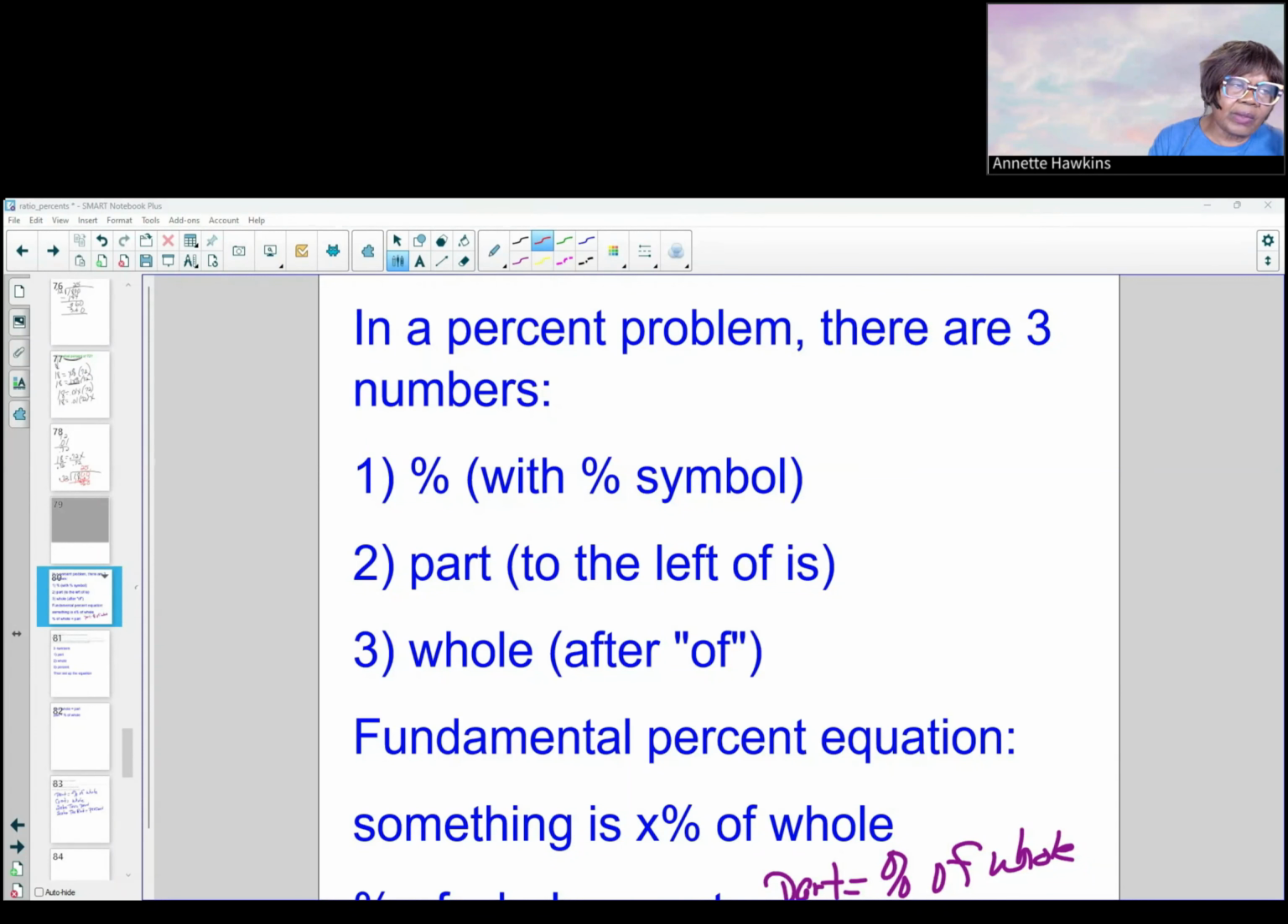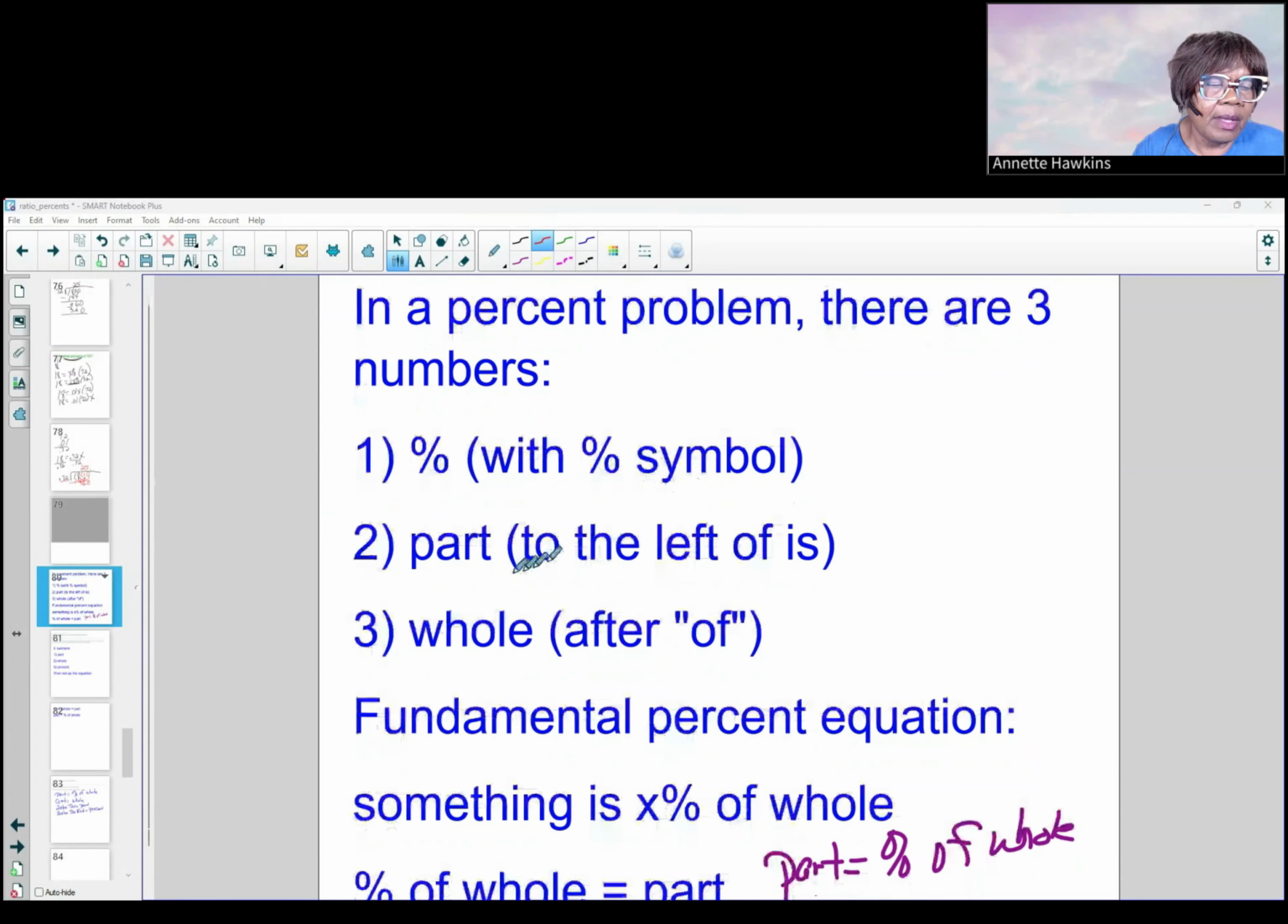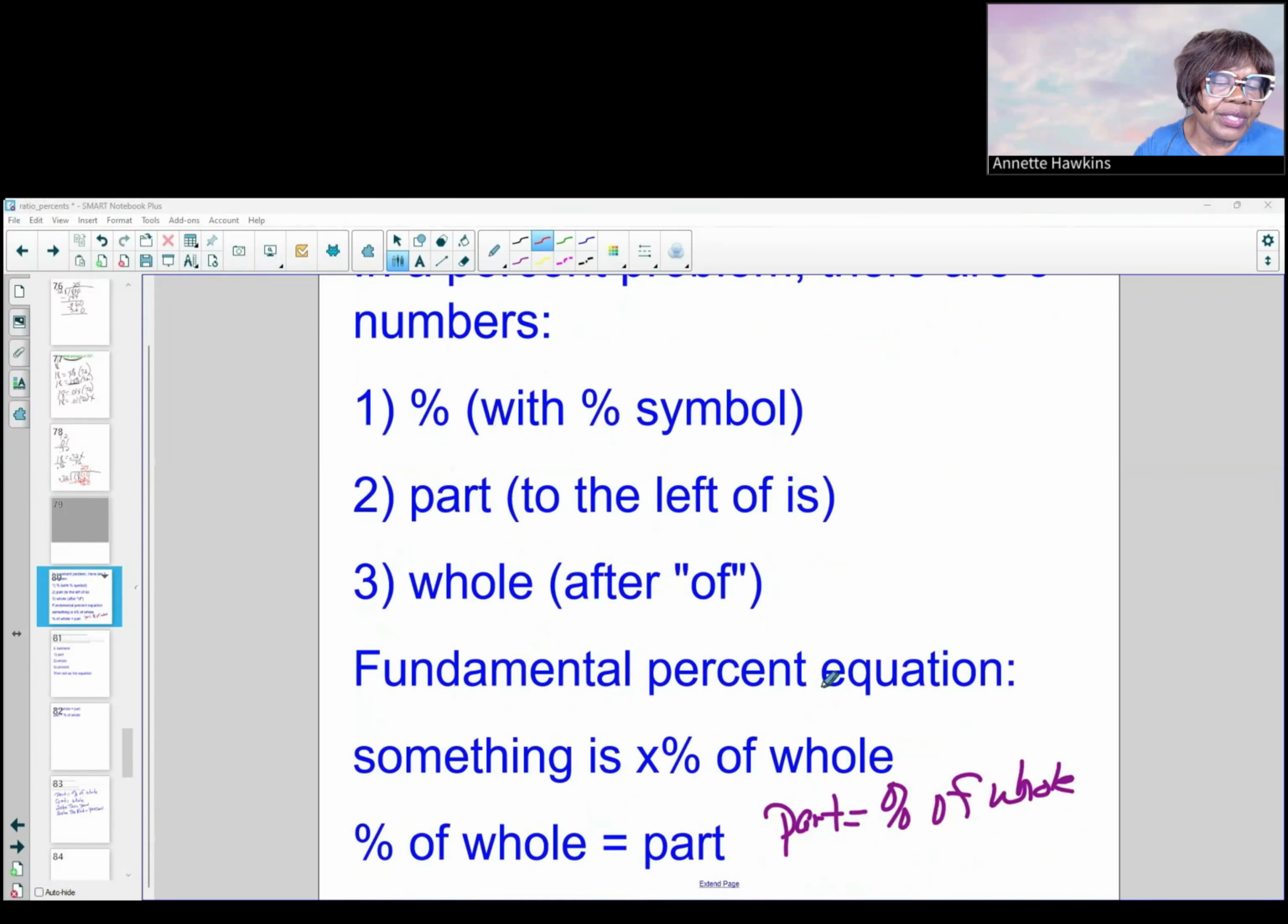Hi, class. So I'm going to look at the last part of percent problems, and these are the word problems. In a percent problem, there are three numbers: the percent, which comes with the percent symbol, the part, which is to the left of "is," and the whole, which is after "of." The fundamental percent equation is this: something is X percent of the whole. Percent of whole equals the part. Part equals percent of the whole.